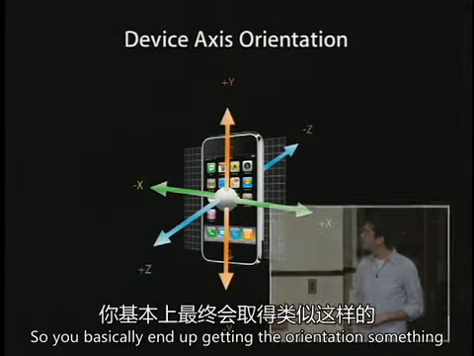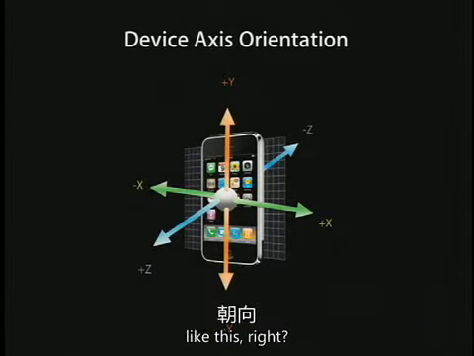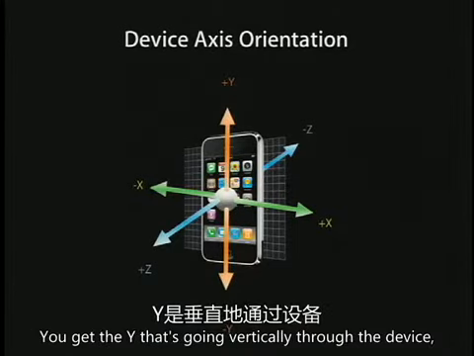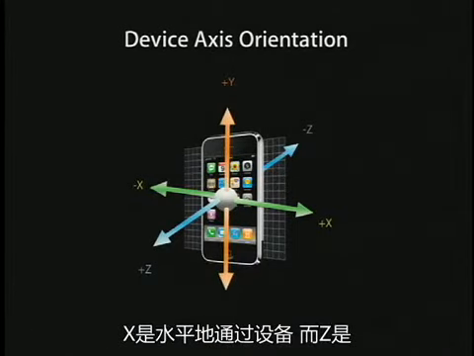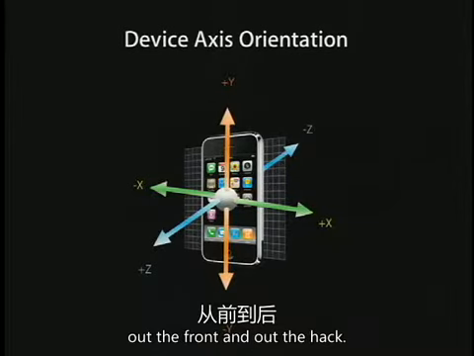So you basically end up getting the orientation something like this. You've got the Y going vertically through the device, X going horizontally through the device, and then Z coming out the front and out the back.